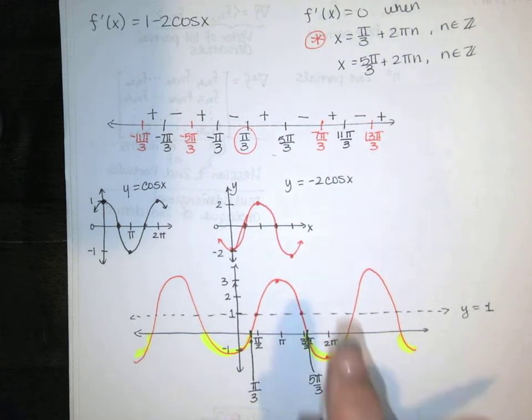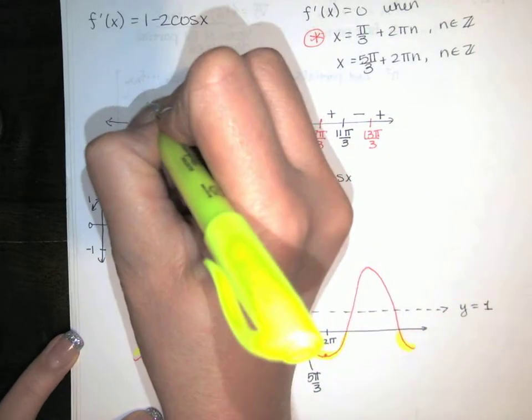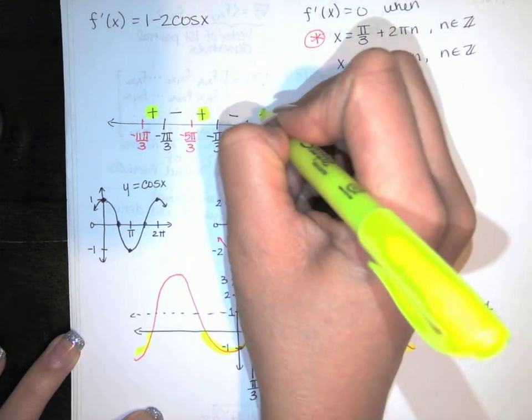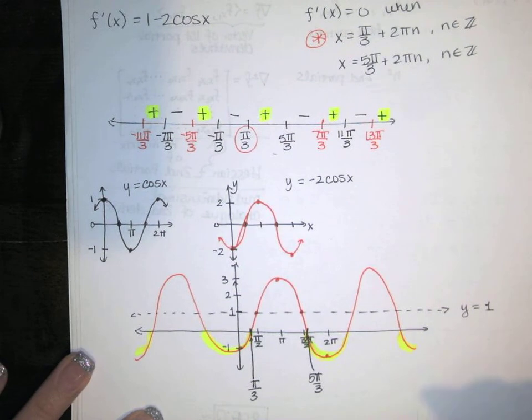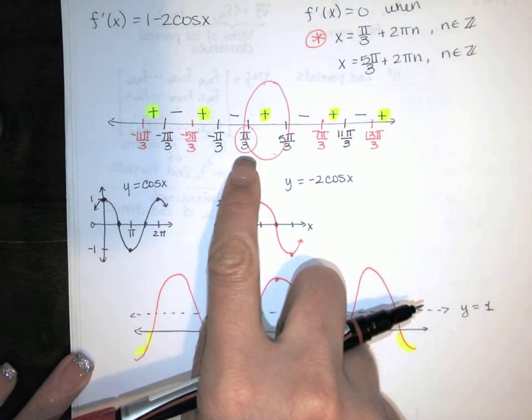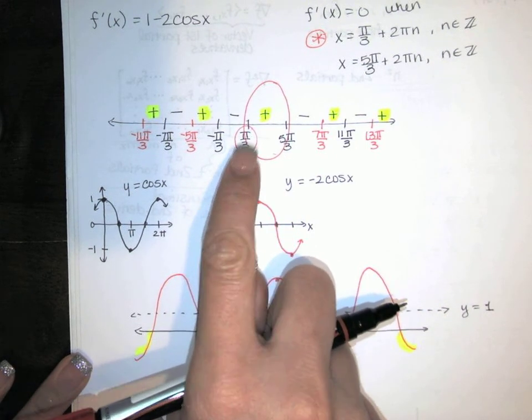Well, it looks like we're trying to identify the ones where f is increasing. So it's increasing there, increasing there, increasing there, increasing there, increasing there. So I think I'm just going to focus on this first one, that one between pi over 3 and 5 pi over 3.